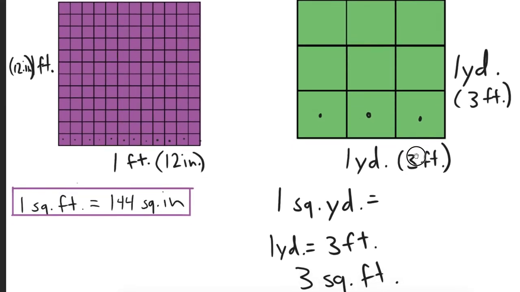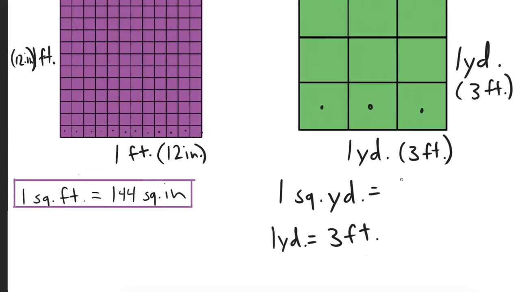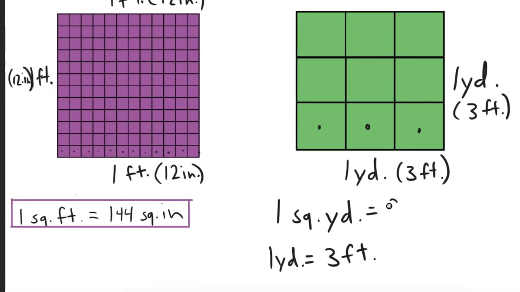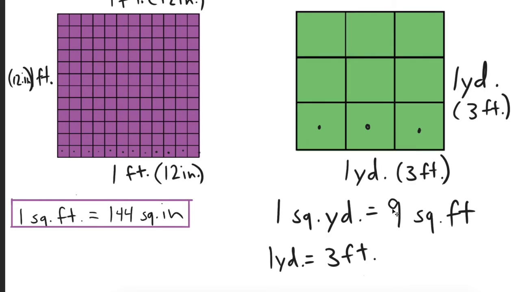So when we convert 1 square yard to feet, we don't say it's 3 square feet. We say it's 3 times 3, which is 9 square feet. All right, so 1 square yard, which is this green square here, is the same as 9 square feet. Okay, because I have 1, 2, 3, 4, 5, 6, 7, 8, 9 squares that are 1 foot by 1 foot wide.